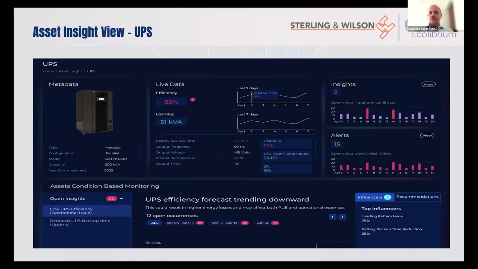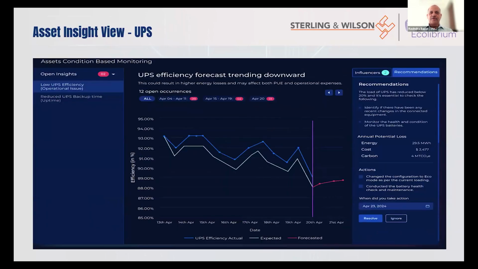Same is the case for UPS. So for a variety of different equipment, the platform provides this. I will just run through this very quickly. I've got a 10-minute slot. I don't know how many minutes I've consumed, but I'll try and finish it up quickly.